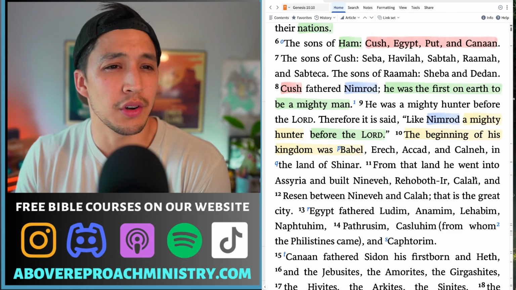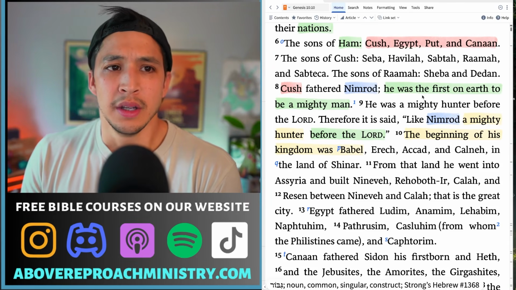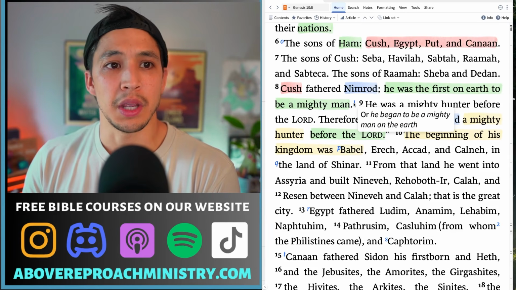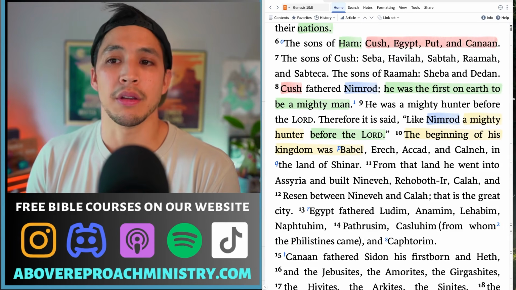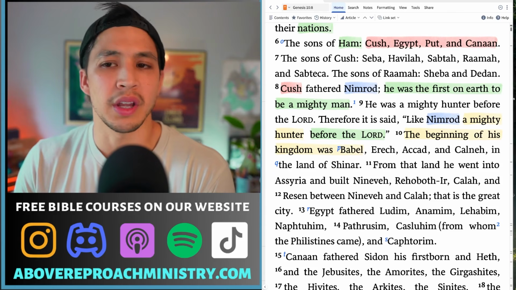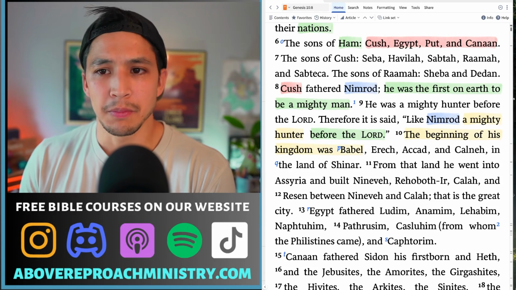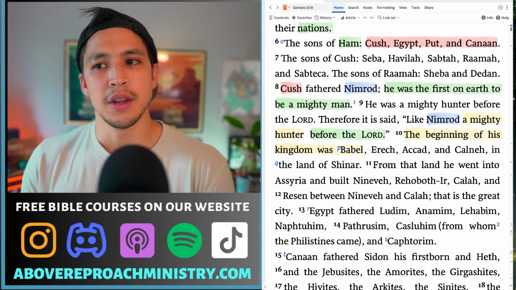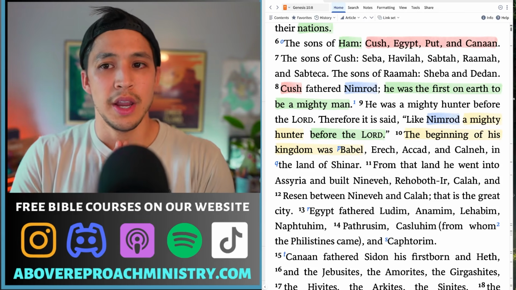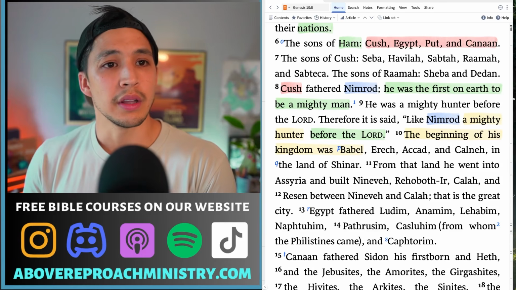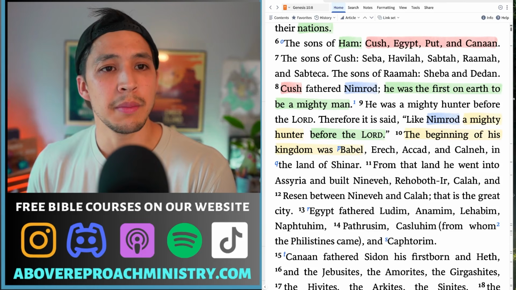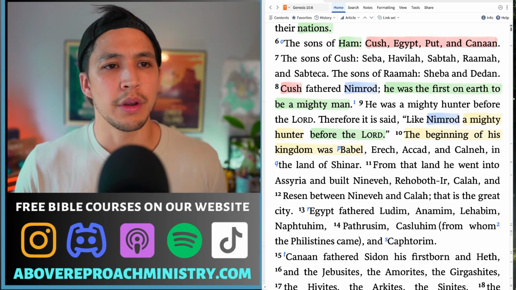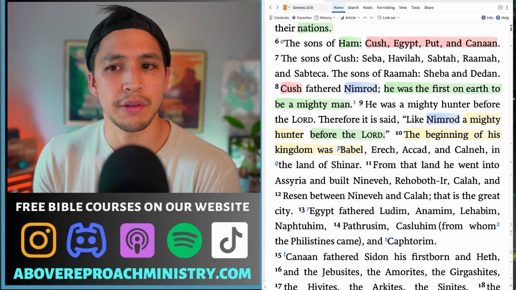And it says he was the first on the earth right here. He was the first on the earth to be a mighty man, or he began to be a mighty man on the earth, I think is more of a literal translation. When you read it in Hebrew, he began to be a mighty man on the earth. So if Nimrod is the first on the earth to be a mighty man, is this in reference to the new world? Like he's the first in the new world to be a mighty man? Because we saw other mighty hunters and mighty warriors in Genesis 6. So this must refer to the new world.